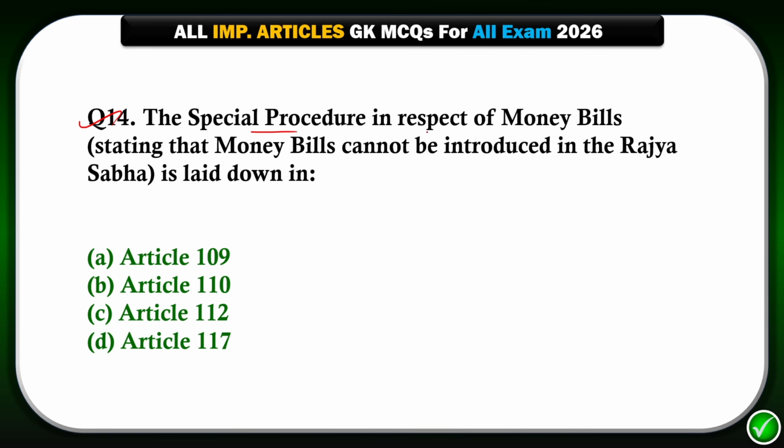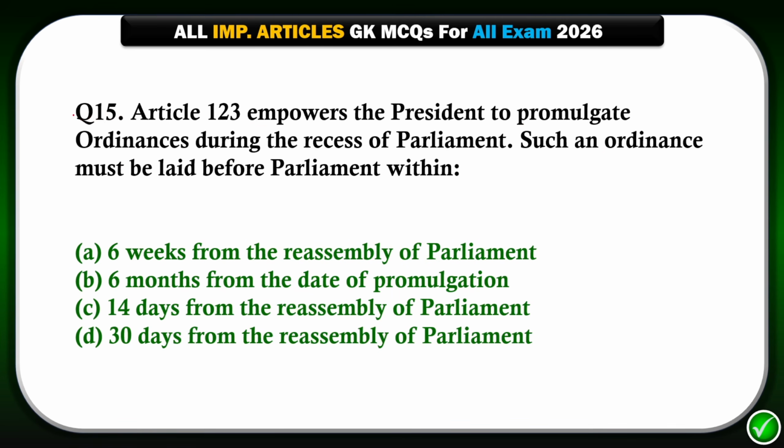14. The special procedure in respect of money bills stating that money bills cannot be introduced in Rajya Sabha is laid down in? Option number A, Article 109. 15. Article 123 empowers the President to promulgate ordinances during the recess of Parliament. Such an ordinance must be laid before Parliament within? Within 6 weeks from the reassembly of Parliament.